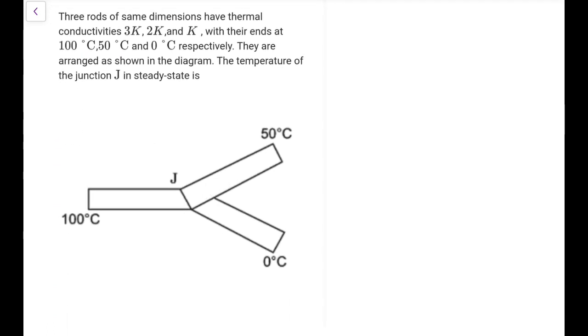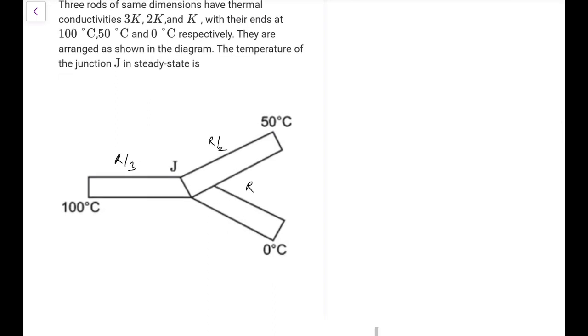Now this is a standard one. Three rods of the same dimension having thermal conductivity 3K, 2K, K, with their ends arranged as shown in the figure. So this one is 3K, this one is 2K, and this one is K. If I write the first resistance as R, the others become R by 2 and R by 3. That you can do indirectly. The temperature of the junction will be, so again that would be an easier thing. Let's say the temperature is T.